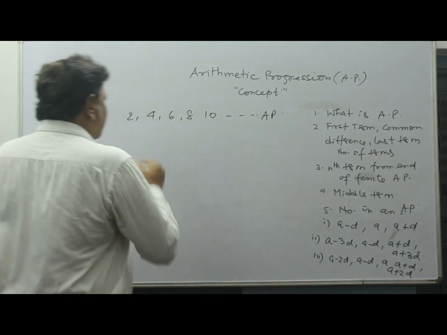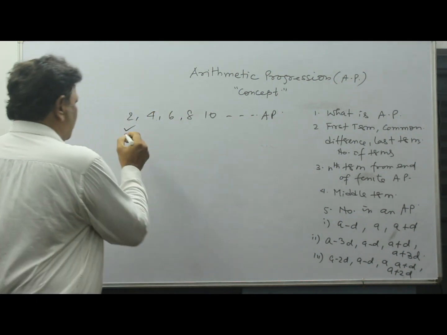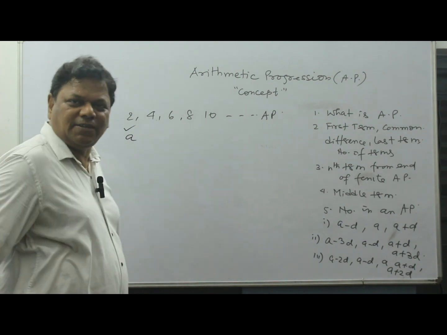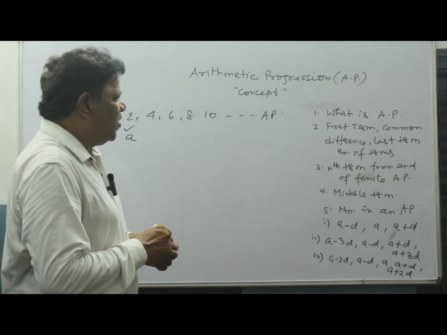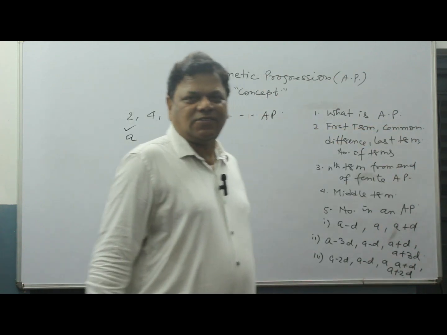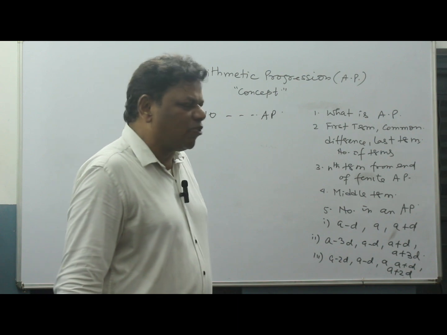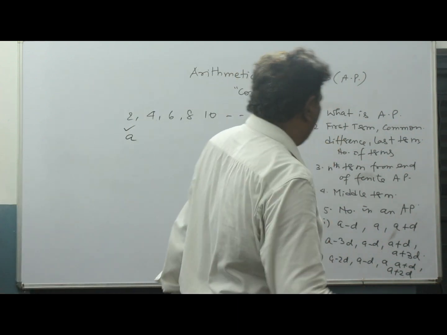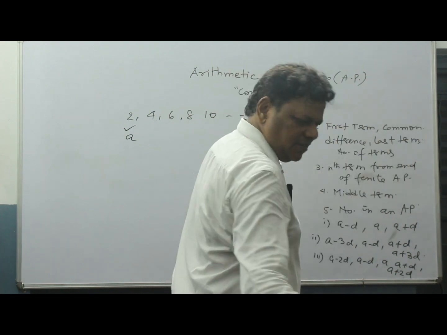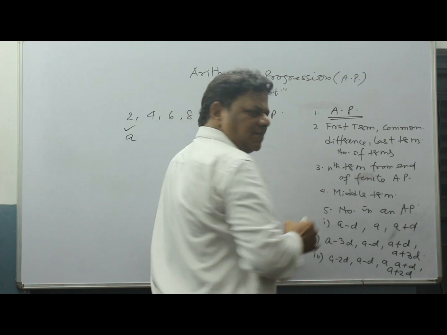Now the first one, what is said? First term is called A. A I can say, first term. So first you understand what is an AP series. What is AP? Arithmetical progression. Do you understand the arithmetical progression? Or write AP series here. AP, arithmetical progression, you understand.